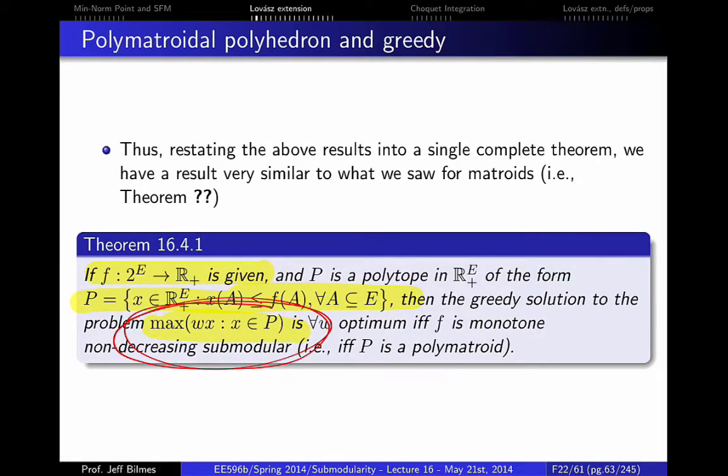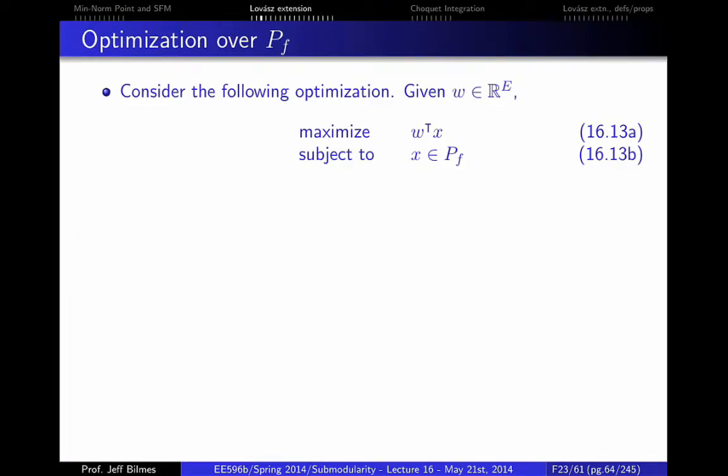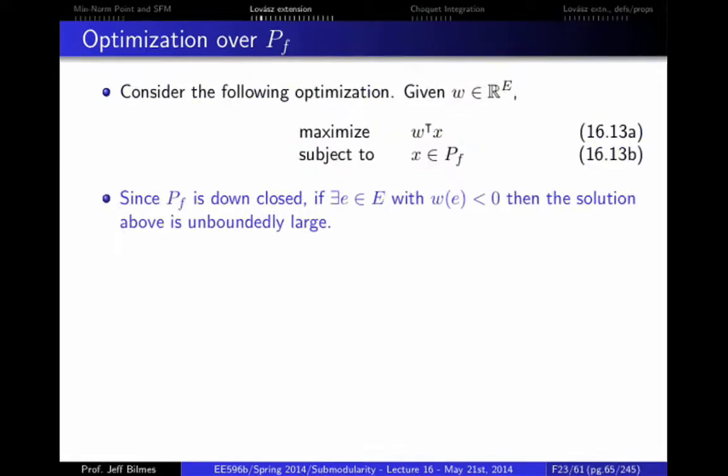Let's expand this optimization problem out a little bit. Here's the optimization problem again. We're given some vector w, and we're optimizing w times x, the dot product, subject to x being in the polytope. And we said that the greedy algorithm produces a valuation of x. Now, here it's PF, and it's not necessarily the positive orthant restricted version of the polytope, it's the polyhedron.